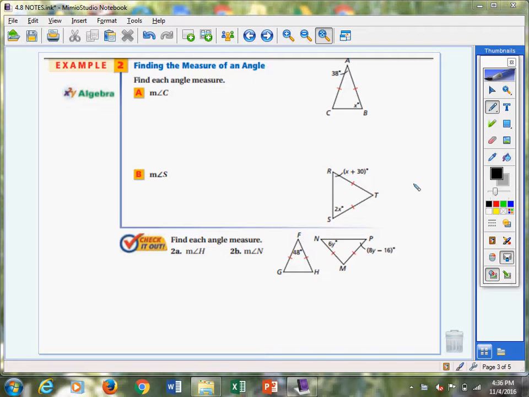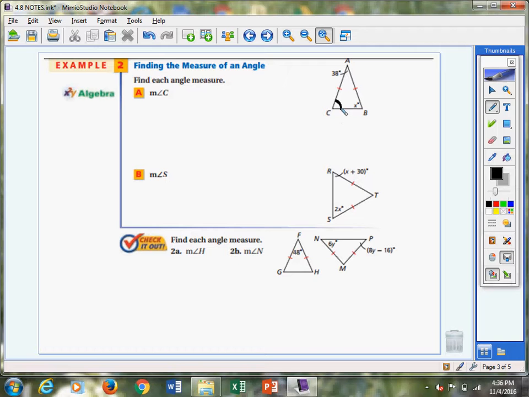Okay, so let's take a look at letter A. We're going to find the measure of some angles. We are asked in letter A to find the measure of angle C. So they want to know, what is the actual measure of this angle right here, angle C? Well, we can see from the figure we have an isosceles triangle, which means that two of those angles must be equal. The base angles, the angles opposite the sides that are equal, are going to be equal, and we know that because of the isosceles triangle theorem.